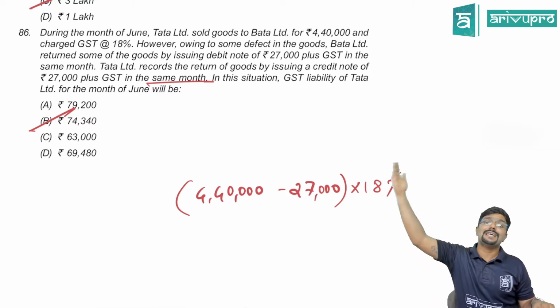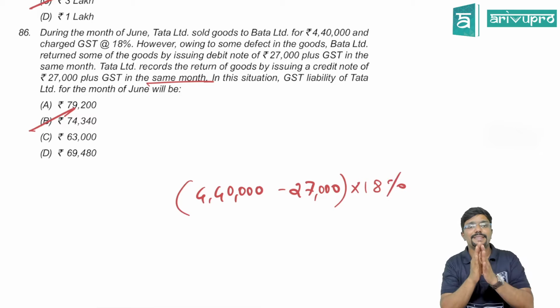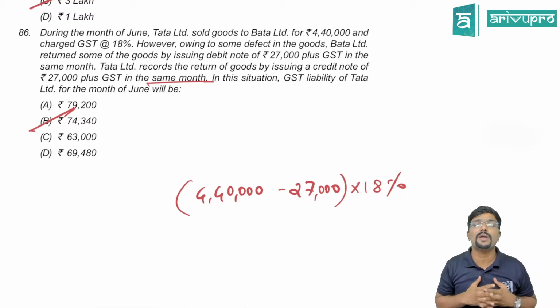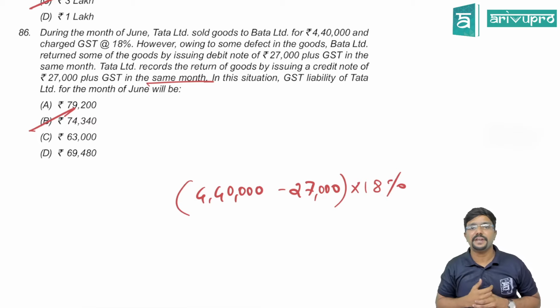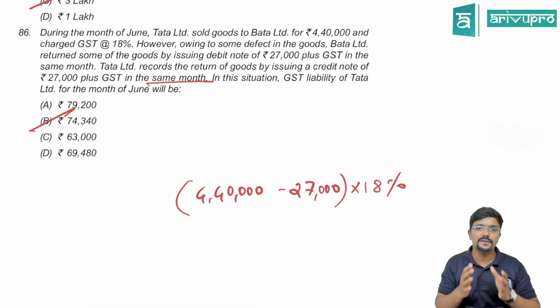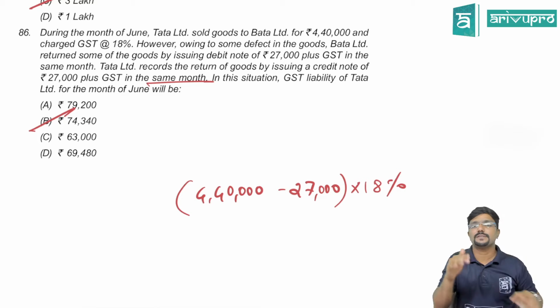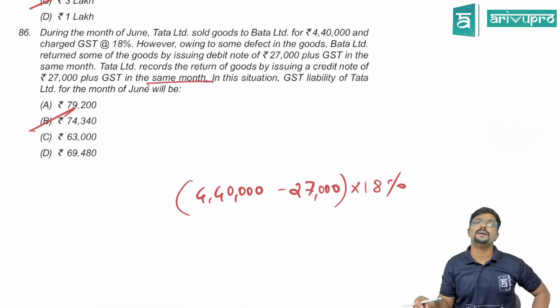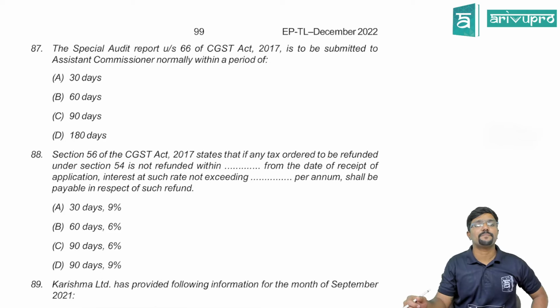If the return has happened somewhere in July or August, so the credit note is also issued in the future. In that case, in June, Tata Limited would have paid GST on 4,40,000 and later they would have claimed the credit of whatever excess they have paid on 27,000. Clear? But here the return has happened in June itself. Even the credit note is issued by Tata Limited in June itself. So can they adjust it against the value of supply? Yes. So on the remaining value only they will pay the GST, guys. Net of returns.